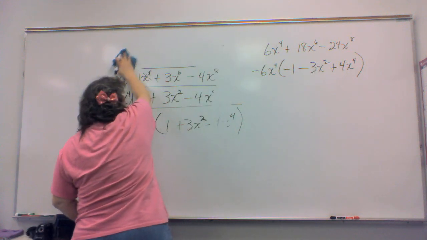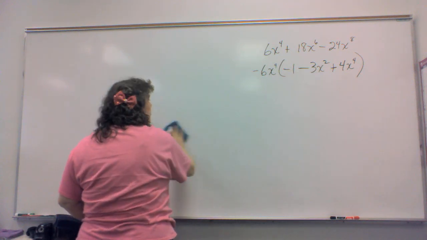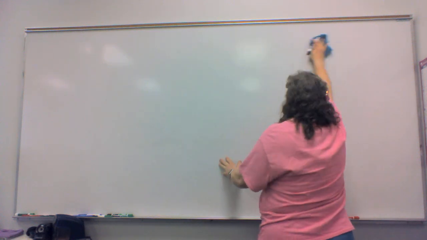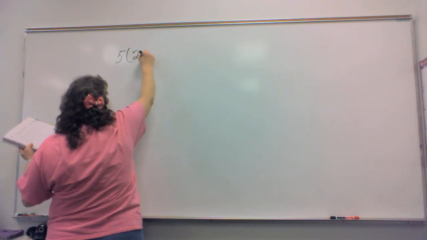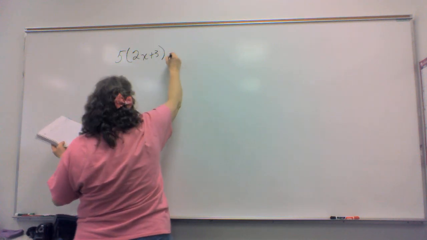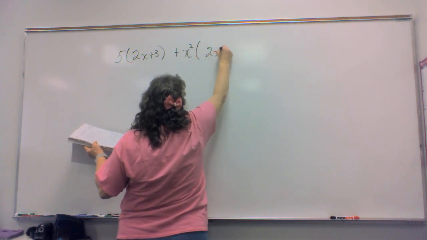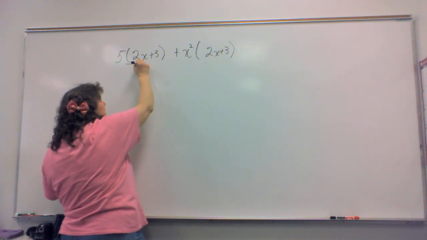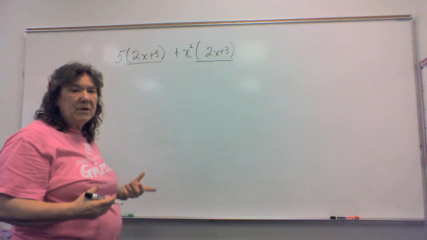So now let's look at pulling a common factor out that is not just a monomial. We're going to look at pulling out a polynomial factor. 5 times (2x plus 3) plus x squared times (2x plus 3). So notice, this expression here, 2x plus 3, is a binomial, but it is a common factor.